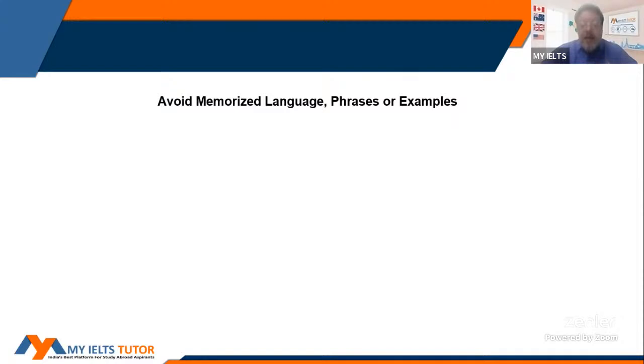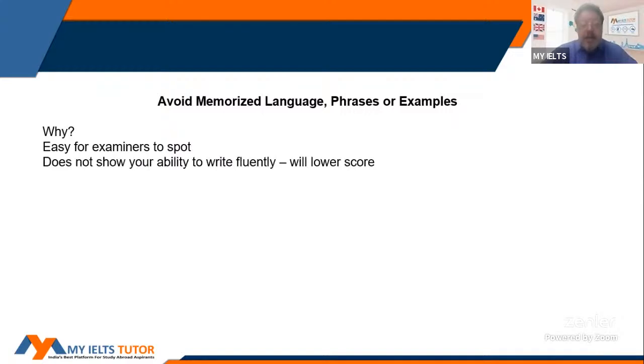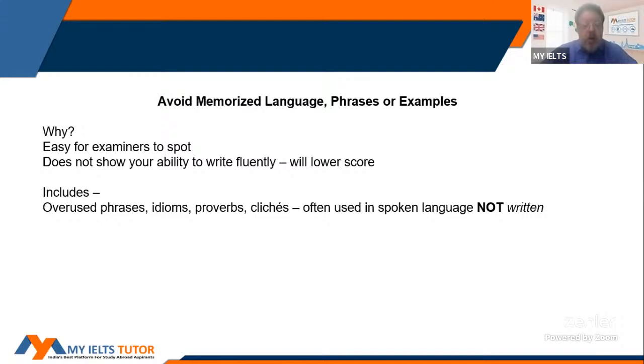Now, avoid memorized language, phrases or examples. Why do you want to do that? They're easy for examiners to spot, and it does not show your ability to write fluently, and it will actually lower your score. So this includes the following: overused phrases, idioms, proverbs, and cliches, often used in spoken language, but not in written language.